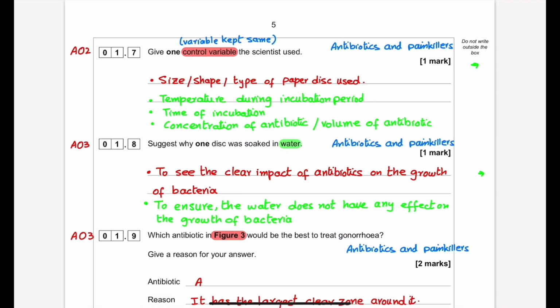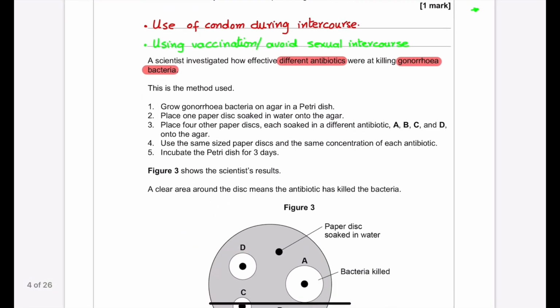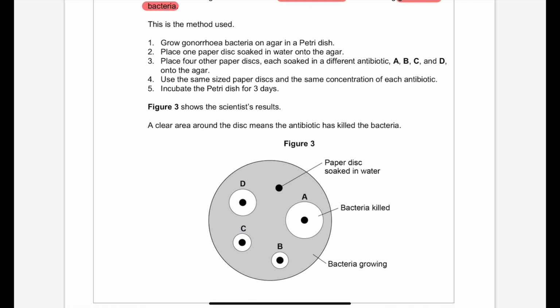1.9 is again an AO3 question. The student has to give the reason within the answer, and it is coming from the same topic, antibiotics and the painkillers. Which antibiotic in figure number 3 would be the best to treat the gonorrhea? Give a reason for your answer. If we use the figure number 3, the size of the zone around A is bigger as compared to B, as compared to C, and as compared to D.